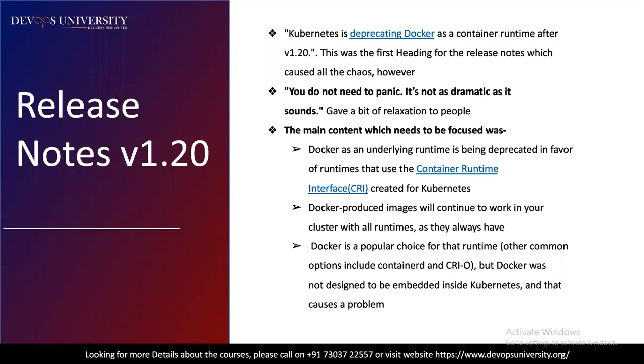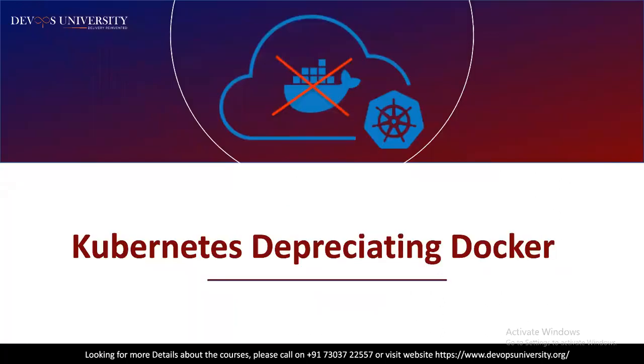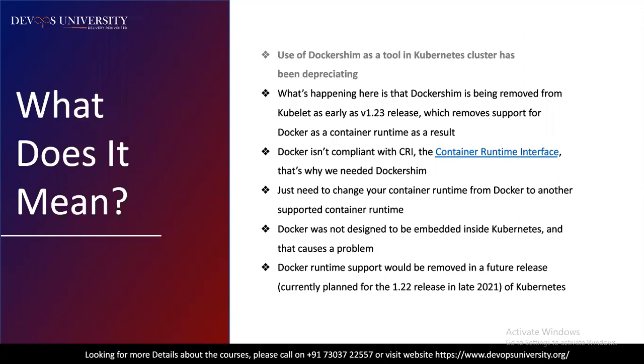All right. So what does it mean now? Kubernetes deprecating Docker. The use of Docker shim as a tool in the Kubernetes cluster has been deprecated. Earlier, Kubernetes was maintaining the Docker shim. Kubernetes was updating the code, handling the code. But now Kubernetes has said that Docker shim would no longer be supported by Kubernetes.